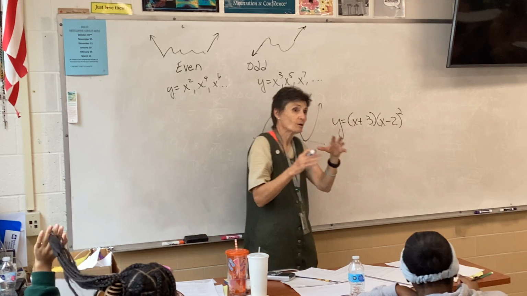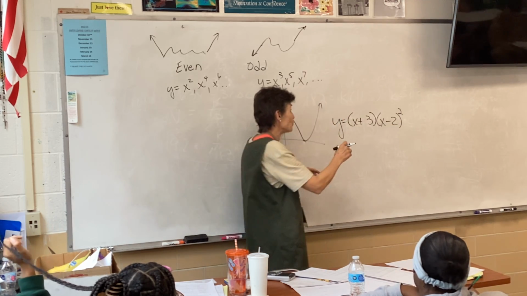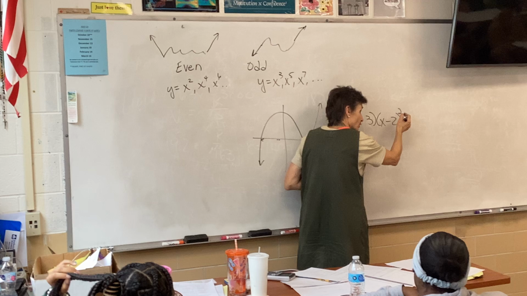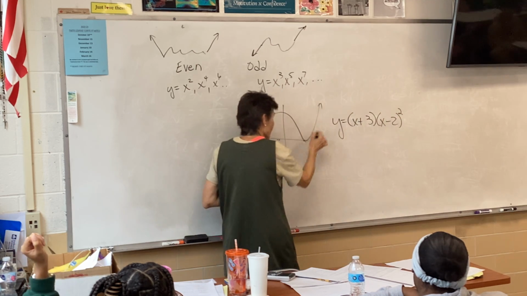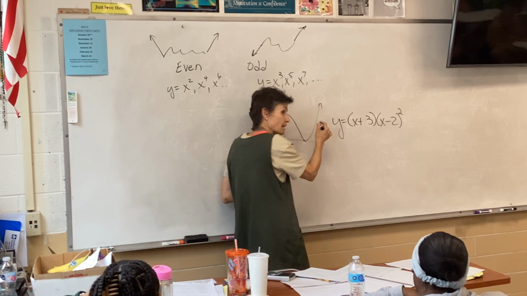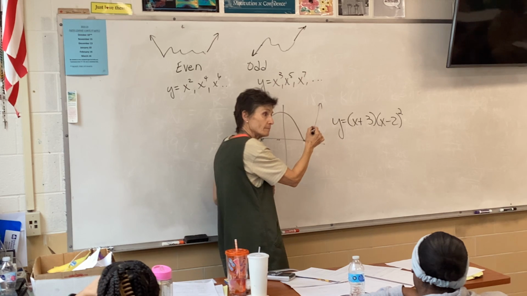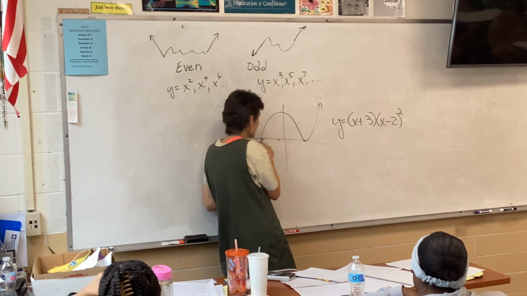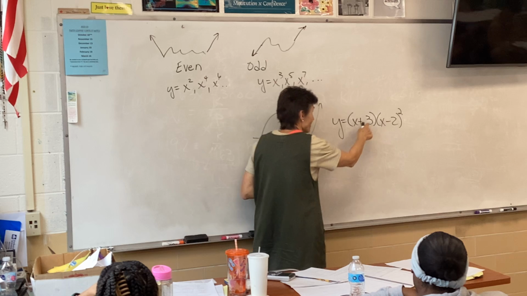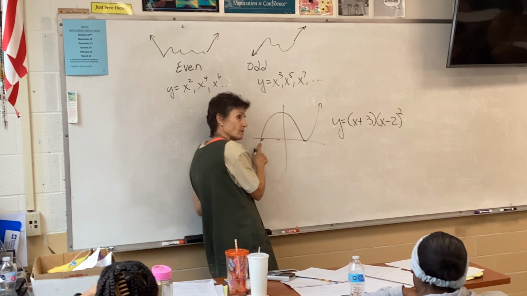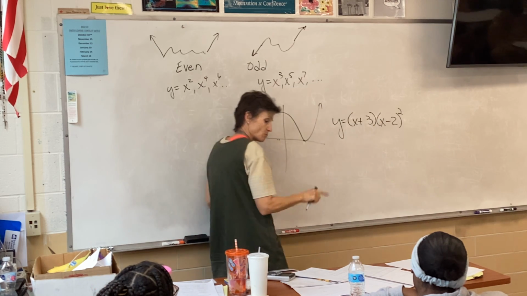So in a minute, you're going to be graphing these on your own. If you have a squared factor, it's going to bounce. I like that word. It's going to bounce at that point. Okay? Notice this one didn't bounce because that factor wasn't squared. All right, let's graph the last one.